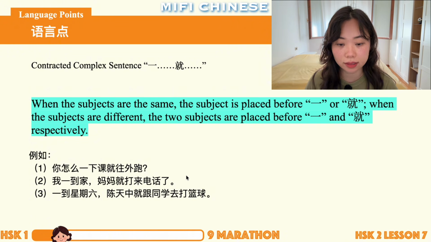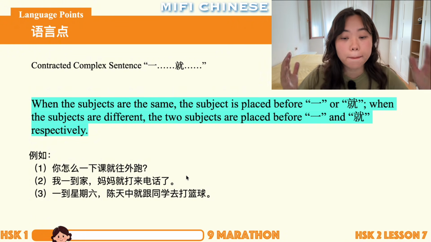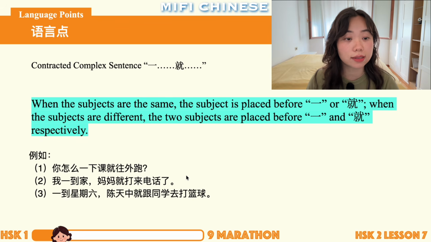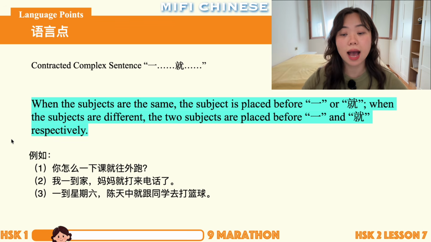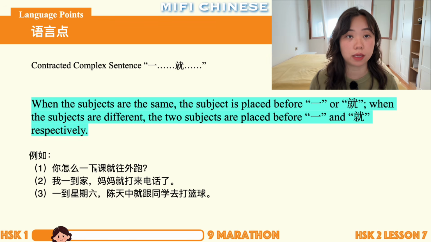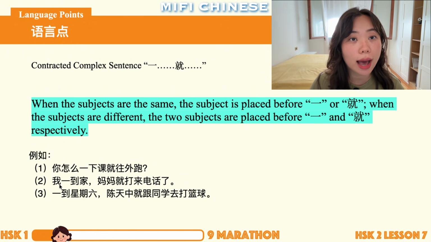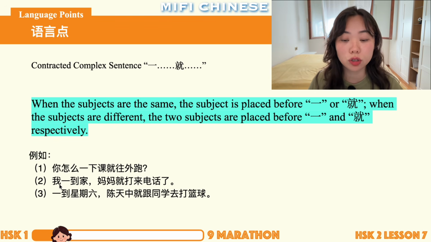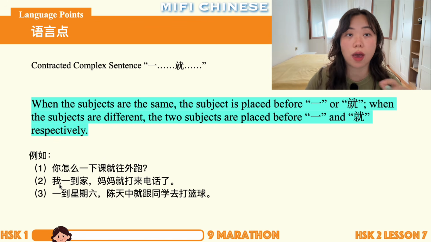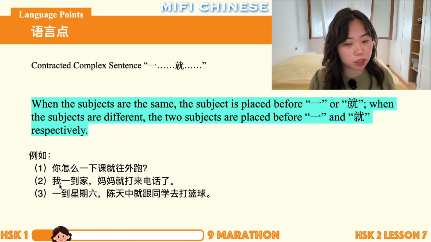But the difference, let's see the second one. 我一到家，妈妈就打来电话了。So this is the second situation here. When the subjects are different, they are placed before those two separately, respectively. So it's I come home, mom calls me. Right? So you separate them, you don't put it together in the beginning. If you do it together, like the first one, if you say 我一到家就打来电话了。Sounds weird, right? It feels like as soon as you arrive home, you give someone a phone call instead of mom. Right? So we have to differentiate the two subjects.